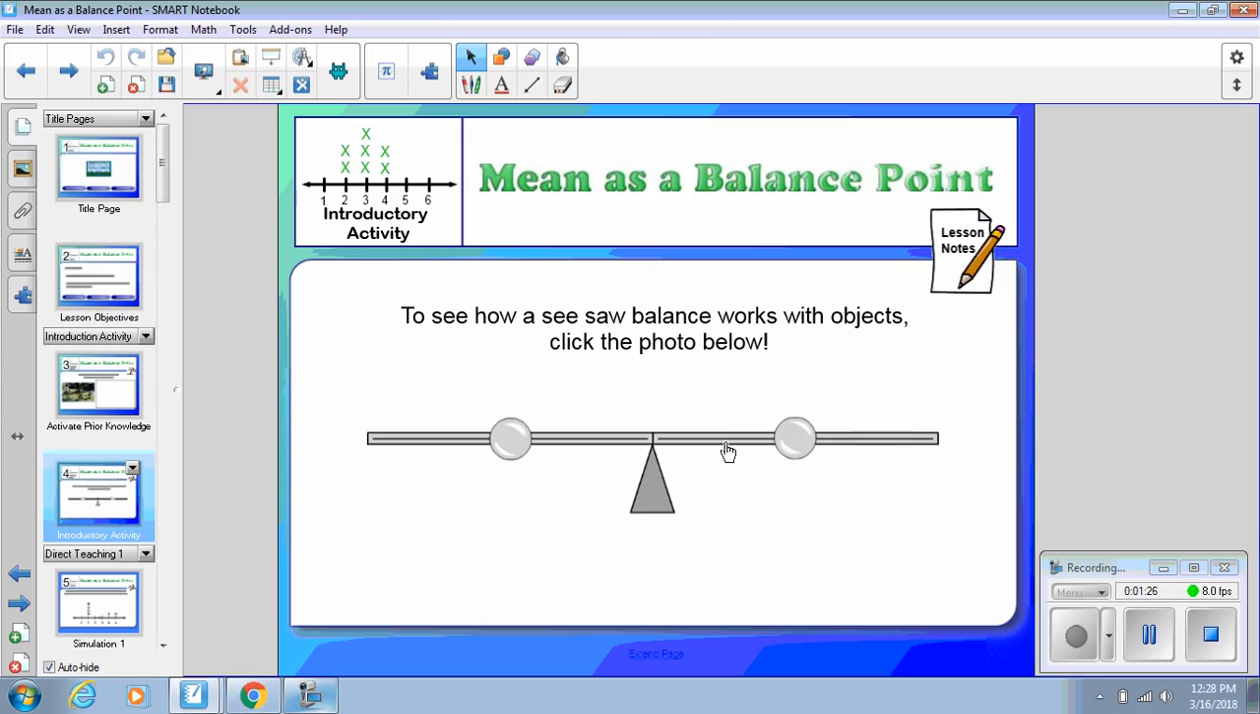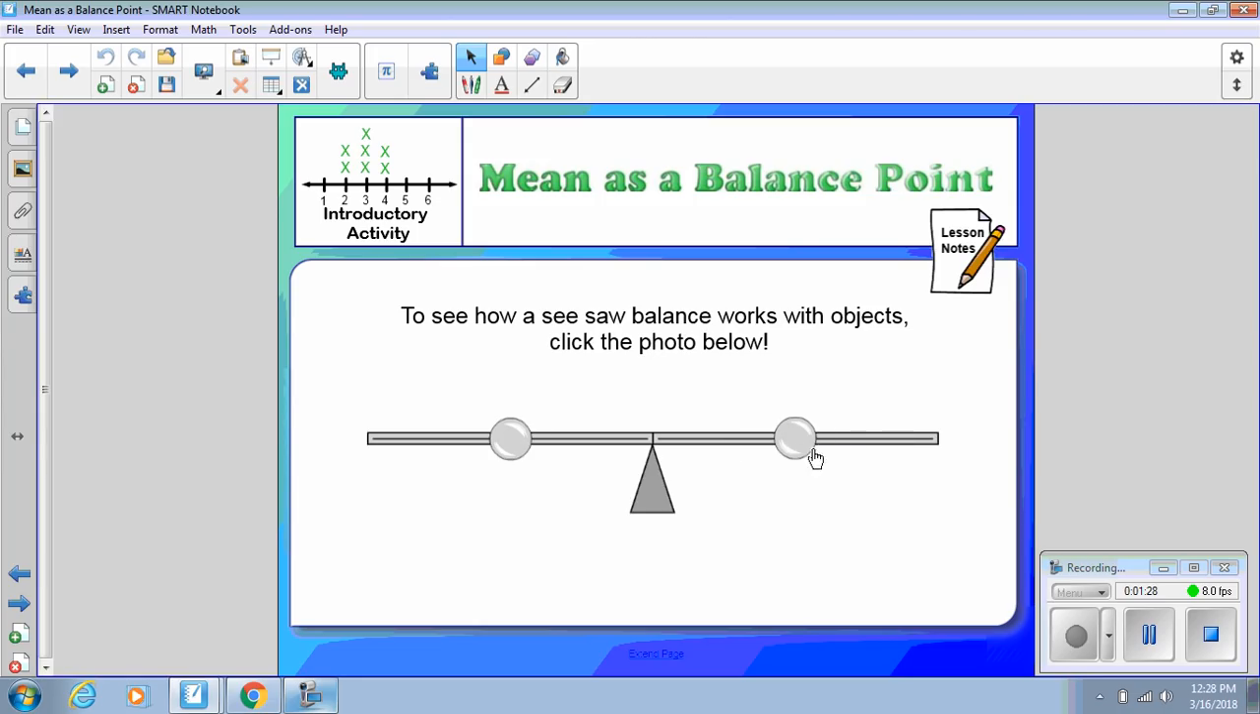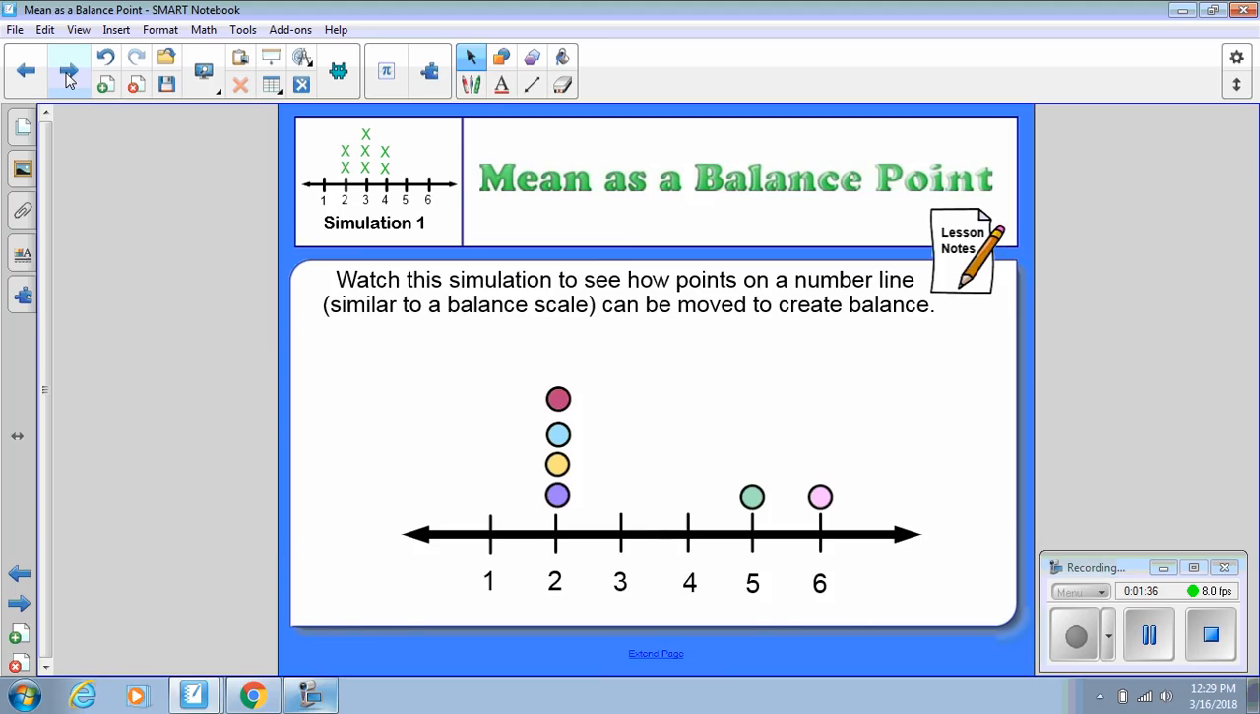Okay, well, we're going to move on from that. You know how a seesaw works. You can watch this simulation. This is going to show you how a balance point is created within a data set. Something that I want you to know is that all of these circles represent 4 different sets of number 2s in your data set, which we'll get into a little bit later, but remember that piece of information. So watch this.